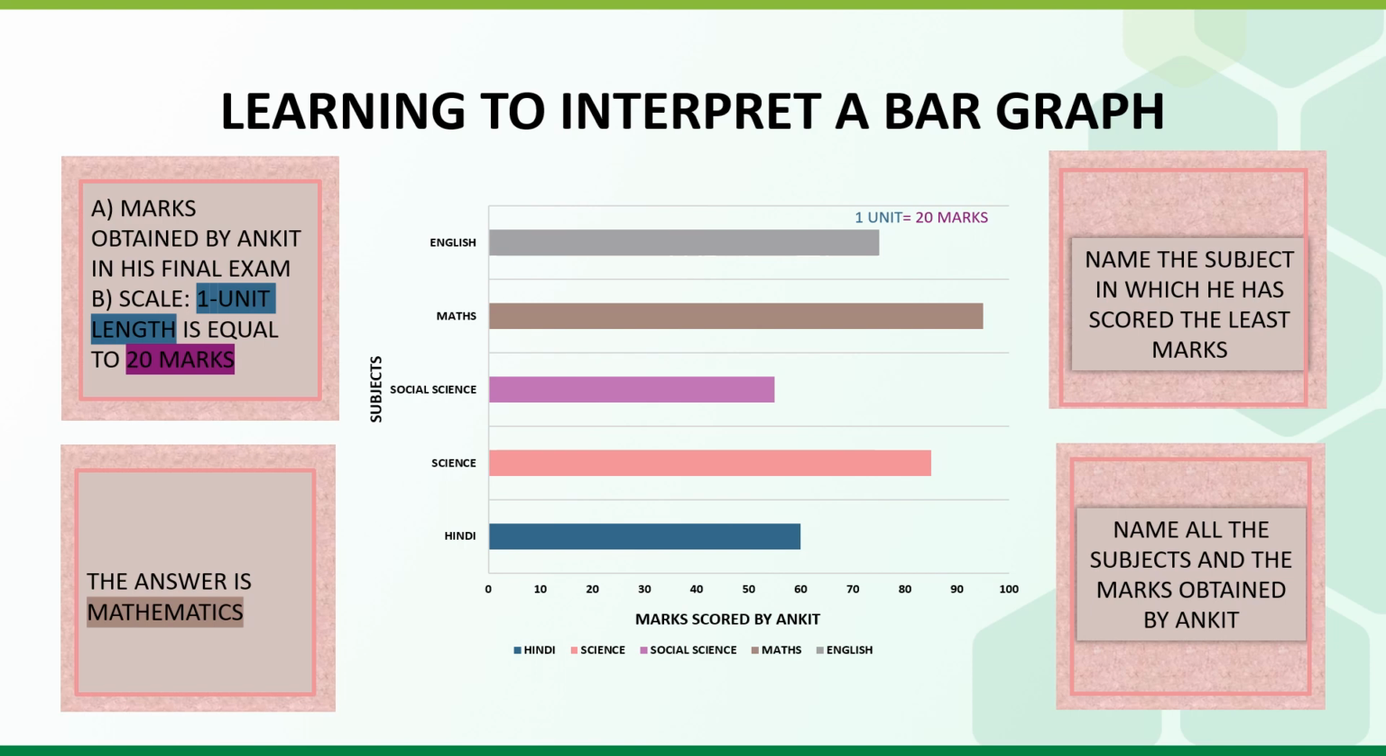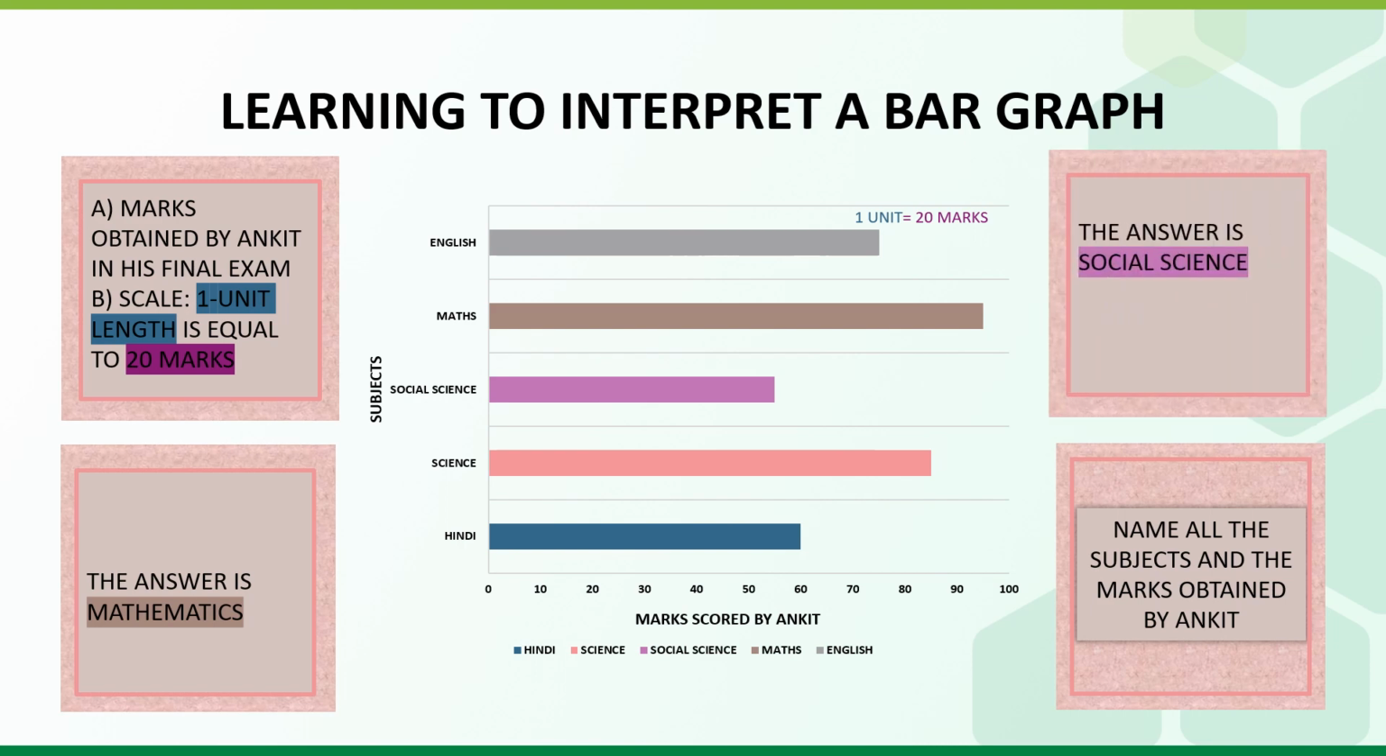Your next question is, name the subject in which he has scored the least marks. Now, identify the shortest bar in the graph. It is purple in color and it represents social science, which means he has obtained the lowest marks in social science.